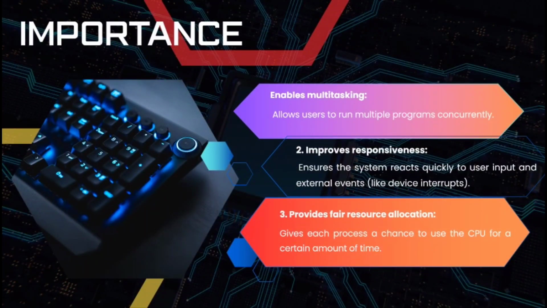Now, why is context switching important and necessary for us? Context switching is the heart and soul of multitasking. Without it, we could only run one program at a time, significantly hindering our productivity. It also optimizes the CPU's usage. While one process might be waiting for data from a hard drive, the CPU can switch to another process that is ready to run, preventing wasted cycles. Ultimately, context switching provides a smooth and efficient user experience by creating the impression that multiple programs are running simultaneously.